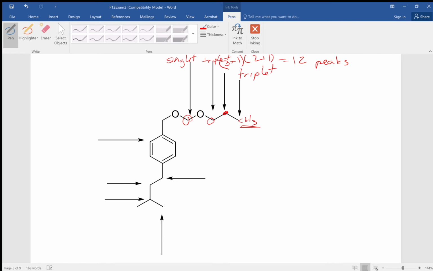All right, going down to the aromatic ring, that proton on the aromatic ring is adjacent to one proton, which makes it a doublet. This carbon here is adjacent to just the two hydrogens here. 2 + 1 is a triplet.